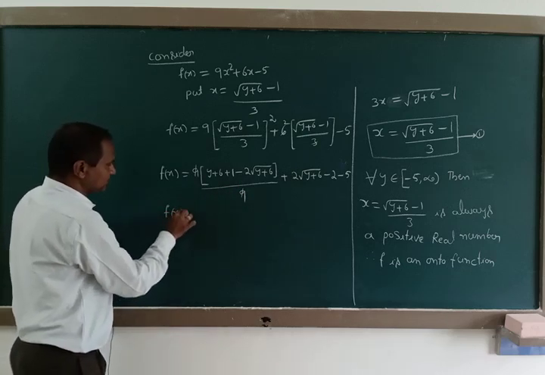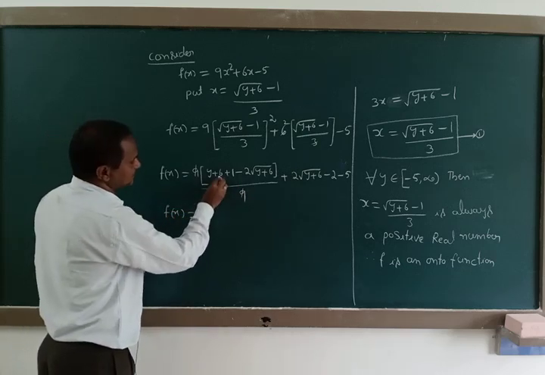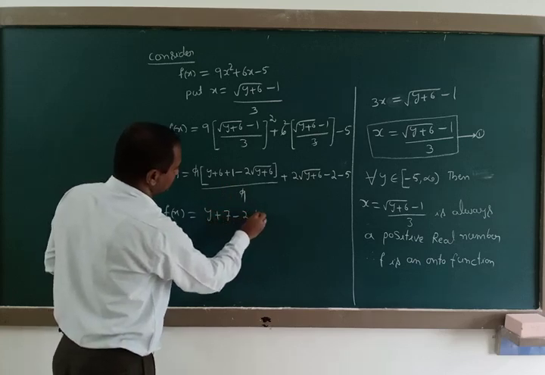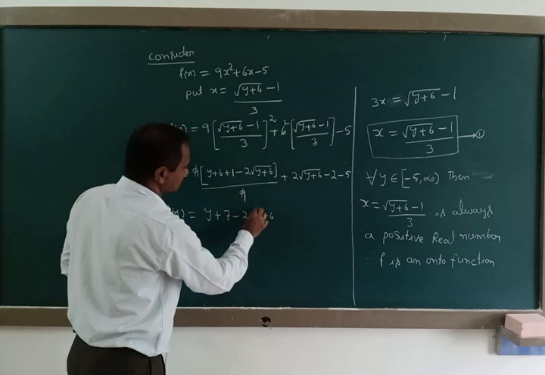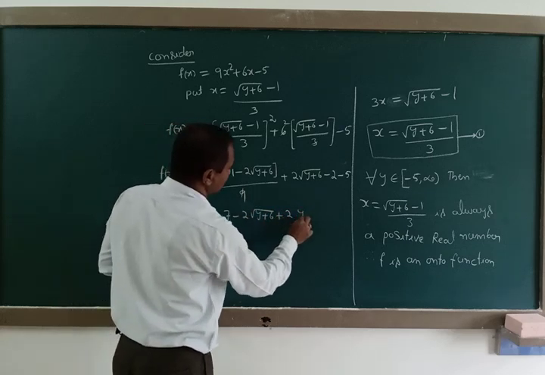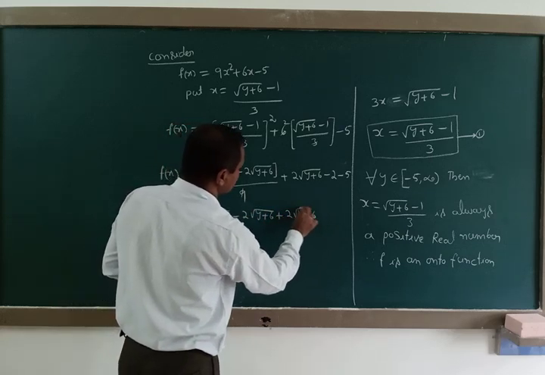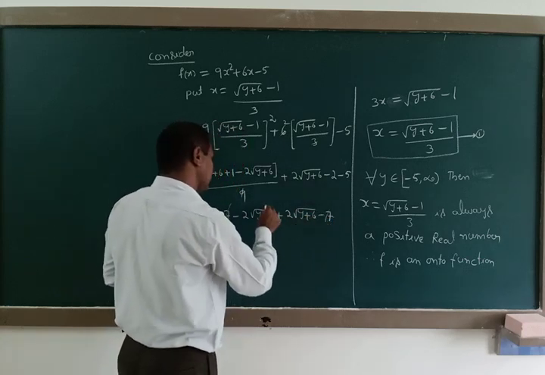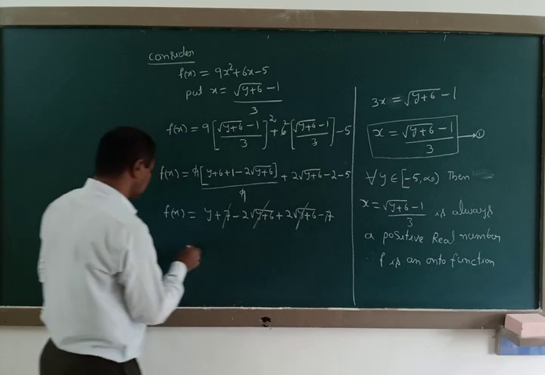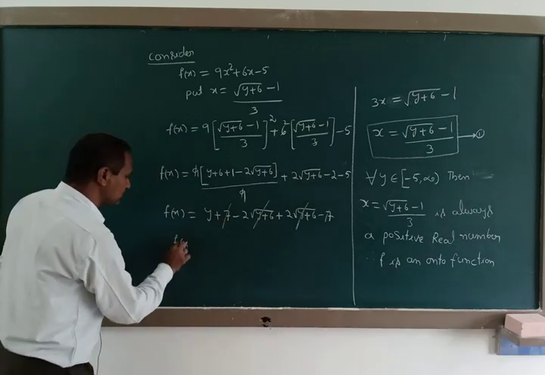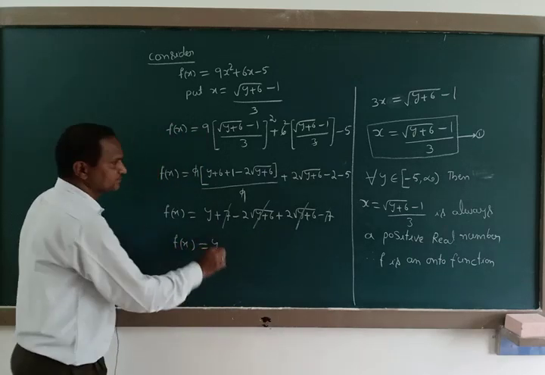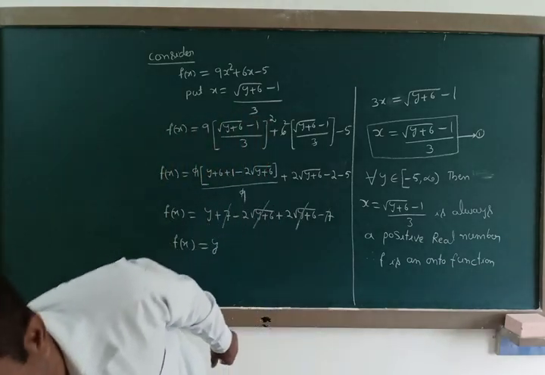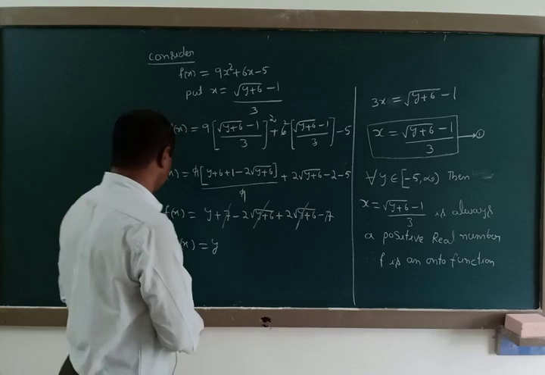f of x is equal to y plus 6 plus 1, 7, minus 2 into square root of y plus 6 plus 2 into square root of y plus 6 minus 7. Plus 7 minus 7 gets cancelled. Minus plus gets cancelled. That's what finally we got: f of x is equal to y. Therefore, f is said to be both one-one and onto.